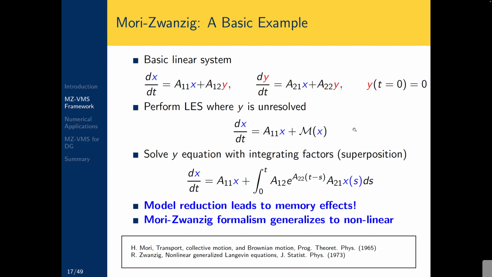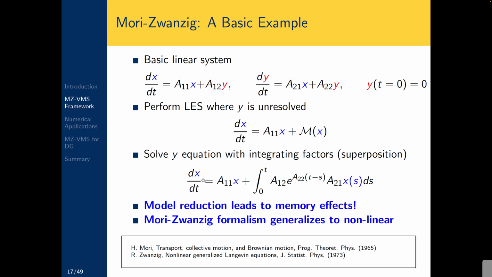You can go all the way back to your first ever class in ordinary differential equations. You can take this dy/dt equation, treat x as an arbitrary source, and solve this analytically using integrating factors, or it's basically just superposition. Then you end up with an x equation that is only a function of x. So I solve y as a function of x, plug it back in, and I get dx/dt equals a11 x plus this integral from 0 to t of a12 times an exponential of a22 (t minus s), a21 x of s ds.